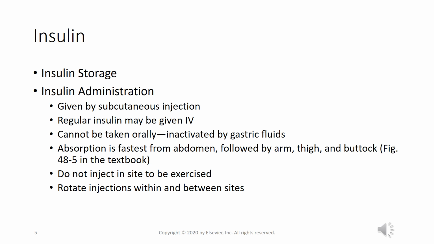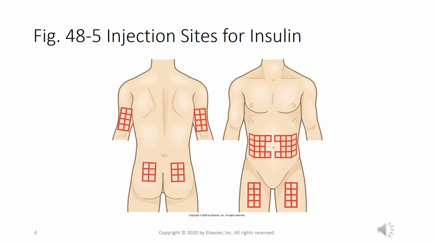Insulin is always sub-Q or IV. We talked about regular insulin being the insulin administered IV. The fastest absorption is the abdomen, but you can certainly use all different sites. You don't want to inject into a muscle that's going to be exercised shortly, because that could speed up absorption. Just a quick reminder, the anatomical locations for sub-Q injection for insulin.